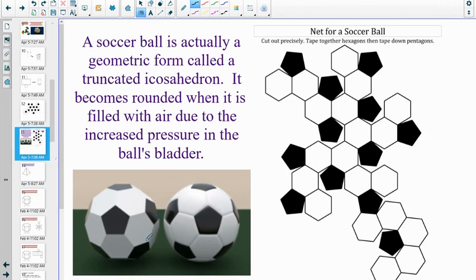Now these two images down here, this one is actually what it looks like when it's flattened out. If you then inflate it with air with lots of pressure, it gets more rounded because of just the spherical shape of the bladder that's inside of a soccer ball like this.